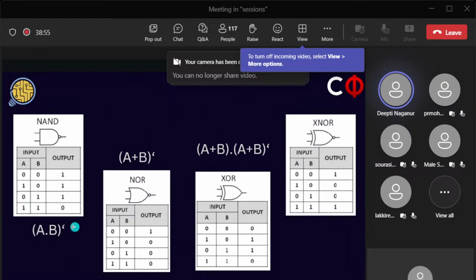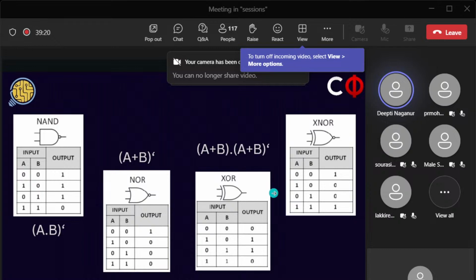So these are the other types of gates. What is NAND gate? NAND gate is basically (A · B)'. So what is NOT AND is NAND. And NOR is what is NOT OR. And XOR is (A + B) dotted with (A' + B').